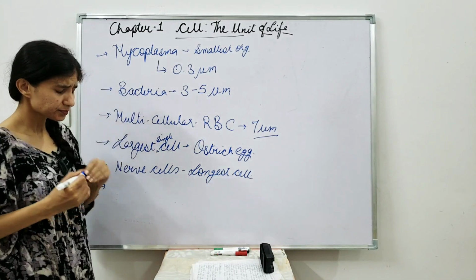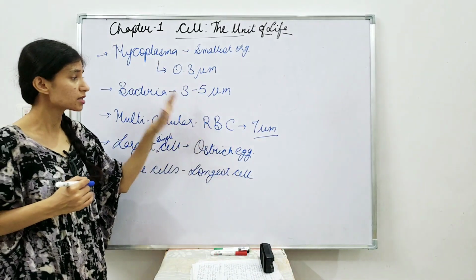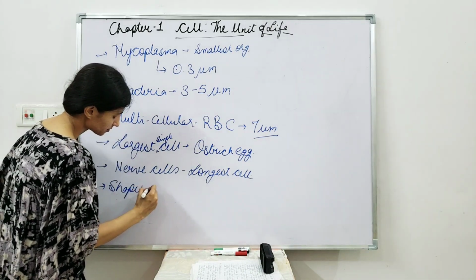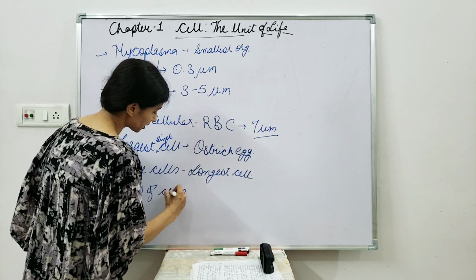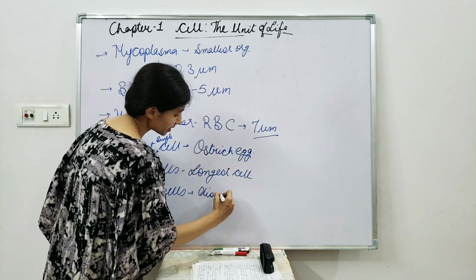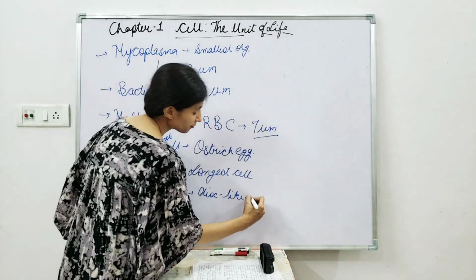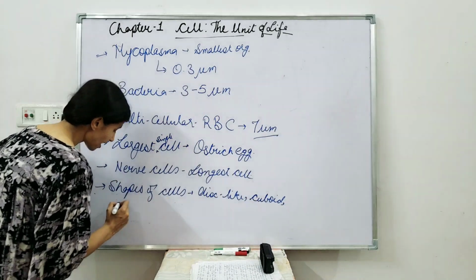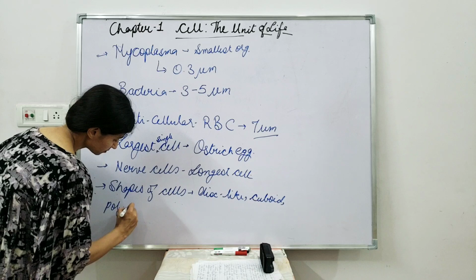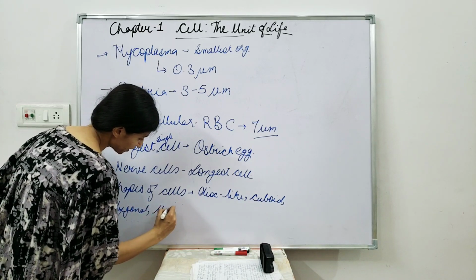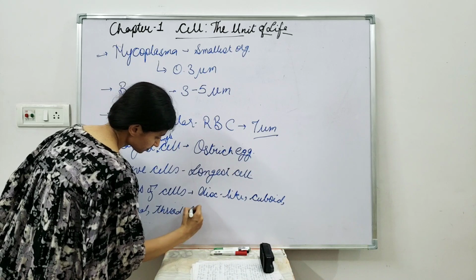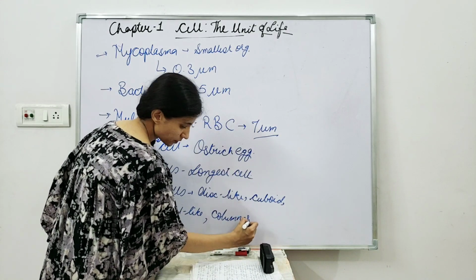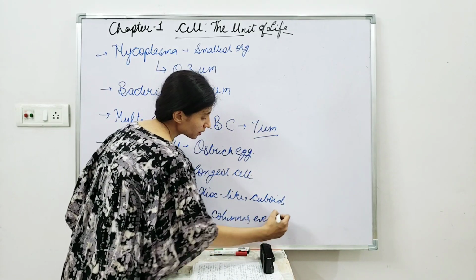This is the size of the cells that we have just discussed. The cells have different shapes too. If you look at the shapes of cells, how many different shapes are there? We have disc-like, cuboid, polygonal, thread-like, columnar, or even irregular.